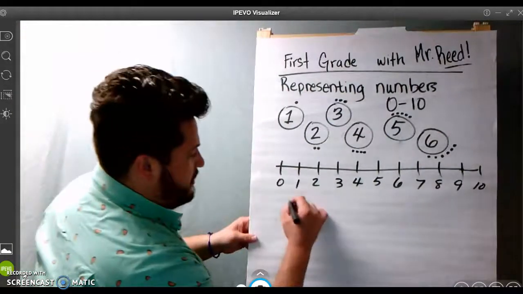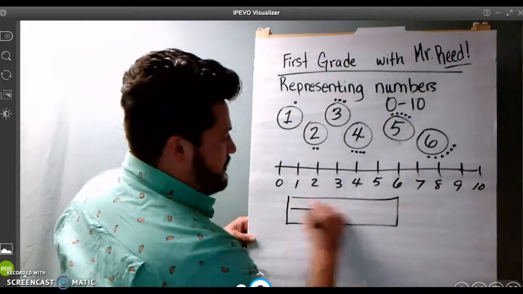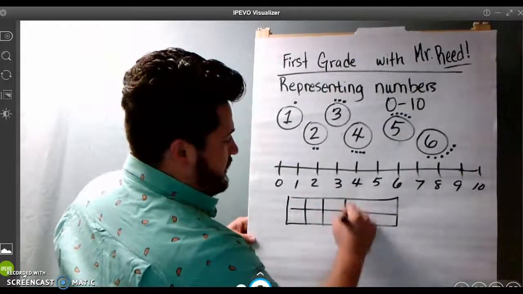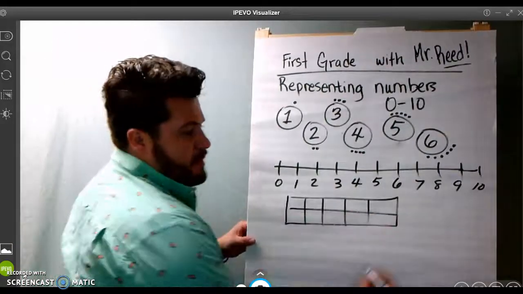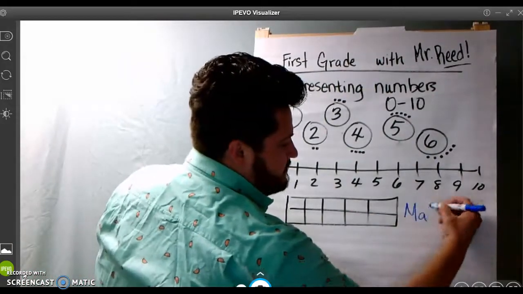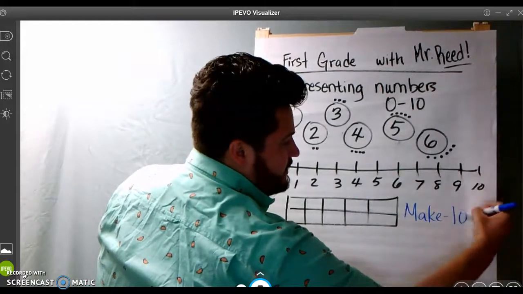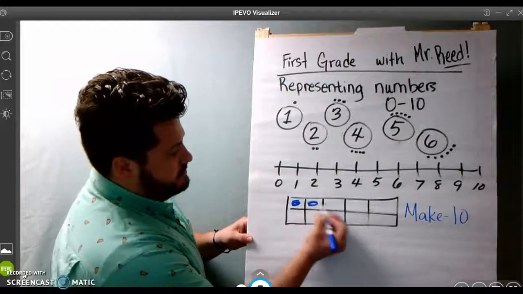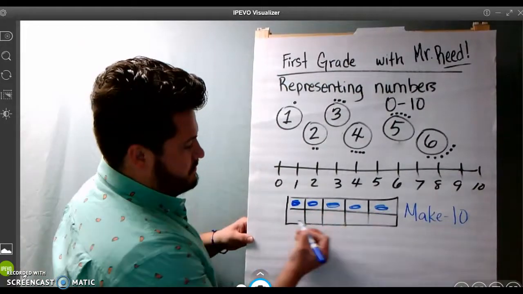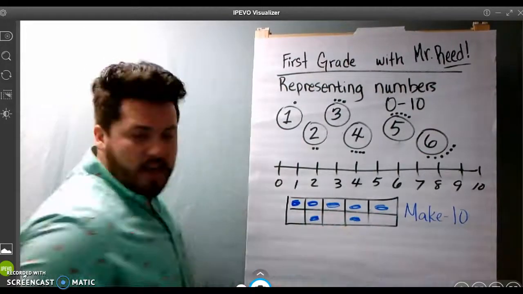Also, we're going to be bringing back that Make 10 that we used to work with in kindergarten. And remember, the Make 10, if it's filled all the way up, it makes 10. If it's not, well, then we just count how many are filled up in there. So I'd say there's 1, and all we have to do is count it, right?